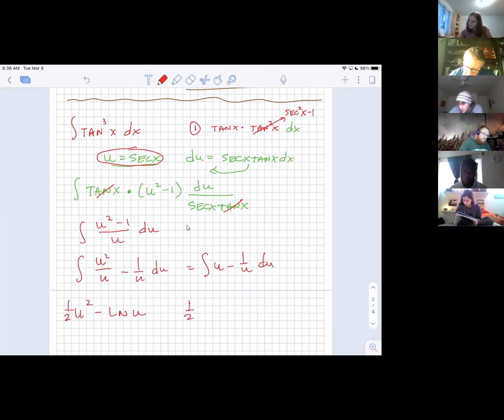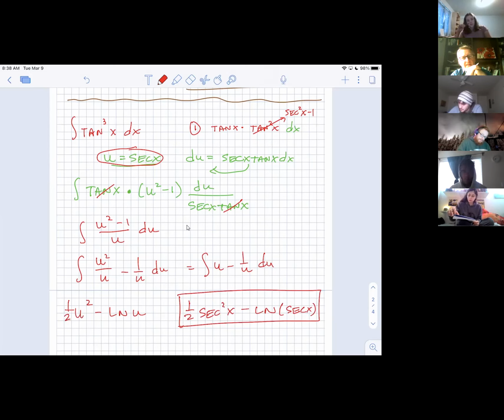So 1/2 secant squared of x, since u is squared, minus the natural log of u, which is the secant of x. Bam. So the first thing I tried actually worked, and again, no kidding, I didn't think that was going to work. I didn't think that was going to make sense.